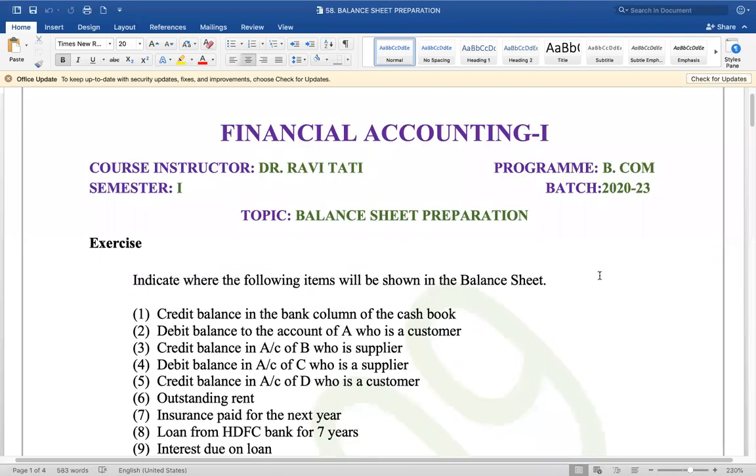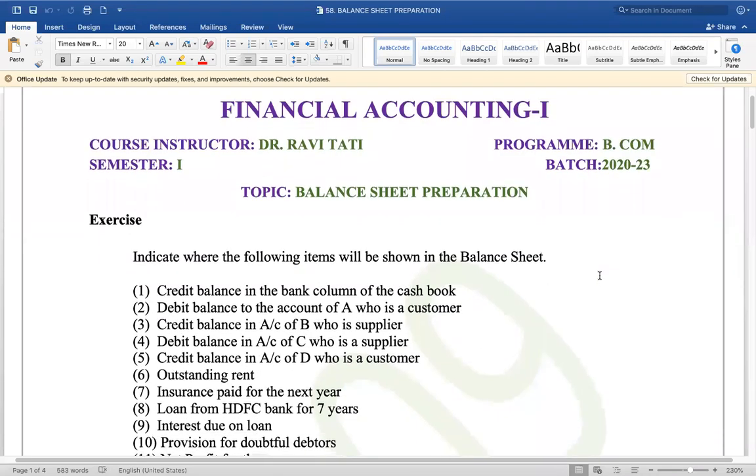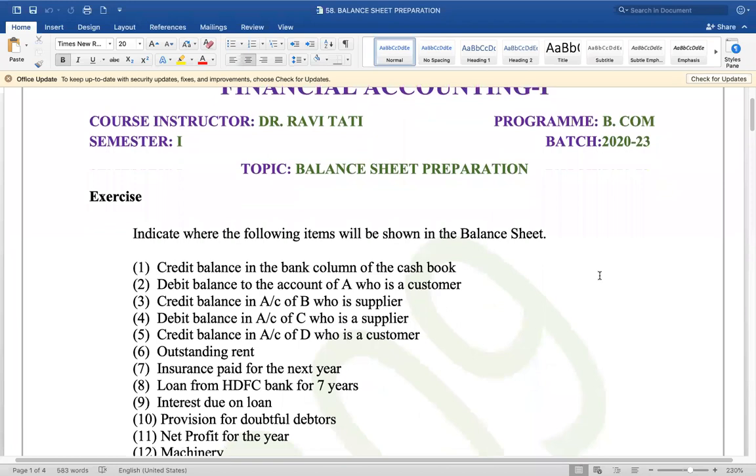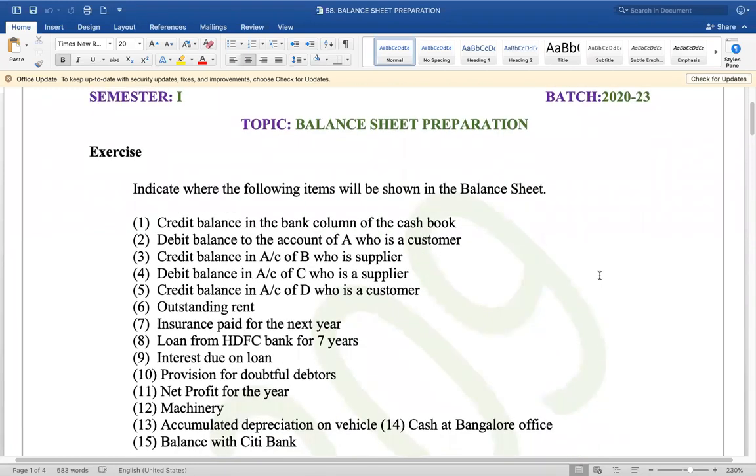I have a small exercise for you. Indicate where the items below are shown in the balance sheet. We have discussed what items are there on the liabilities, what items are there on the assets, right? We'll have a quick recap of what we have discussed in the previous class.